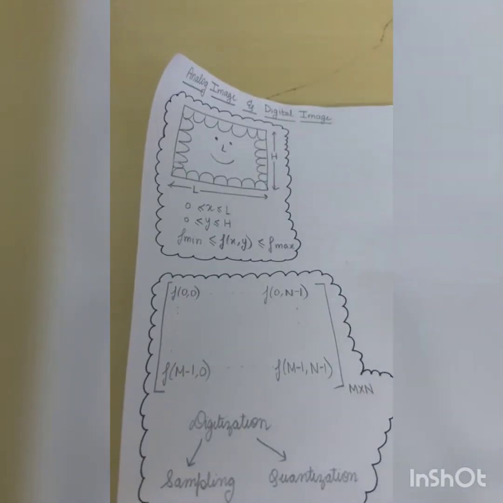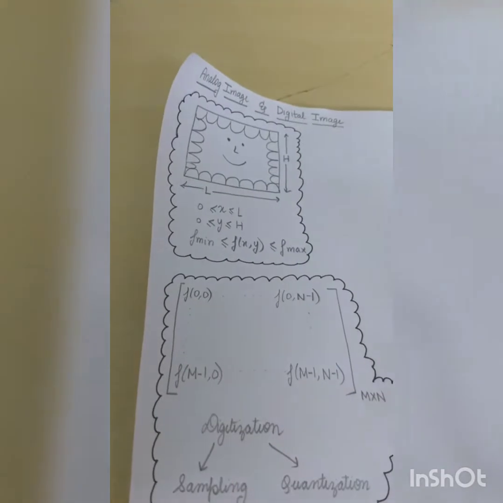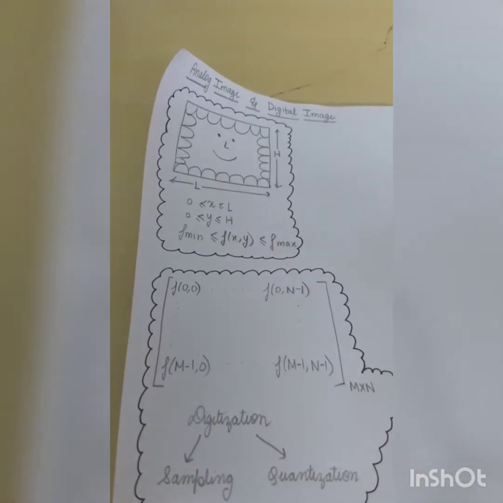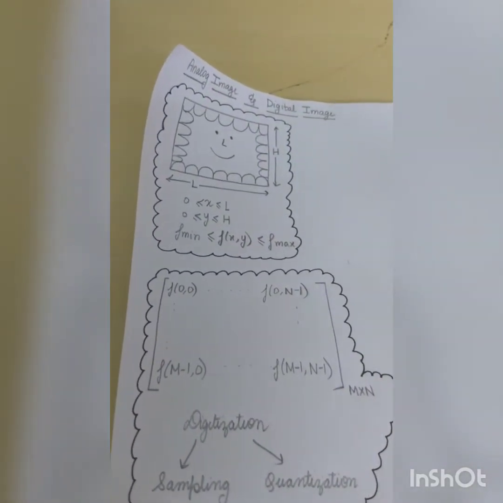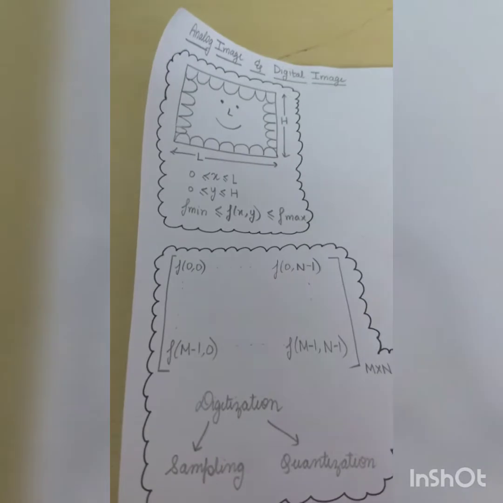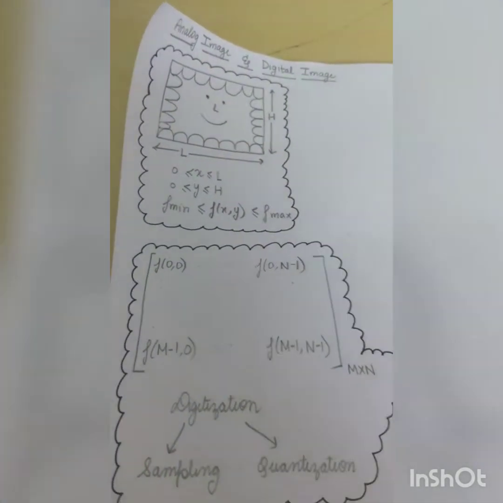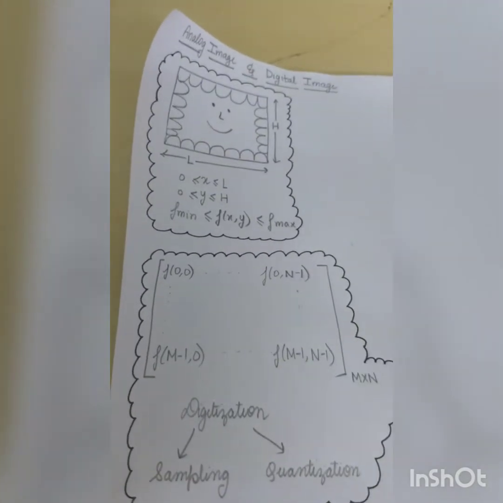So what we try to do when we try to digitize an image is we'll try to reduce the image information so that storage and processing becomes easier, because it is not practically possible to store infinite amount of information. Here a benefit of analog image is highlighted, that is, analog image contains more information than digital image.